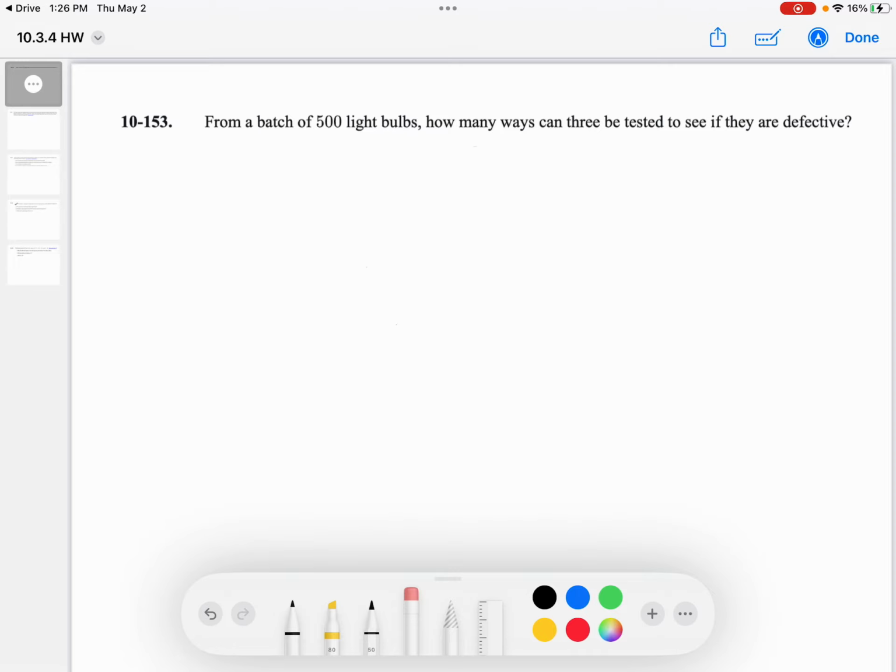So we have 500 light bulbs. We're going to choose 3 of them. And let's remember our equation for combinations. We have 500 factorial, which is a very large number, over 500 minus 3, so 497 factorial times 3 factorial.